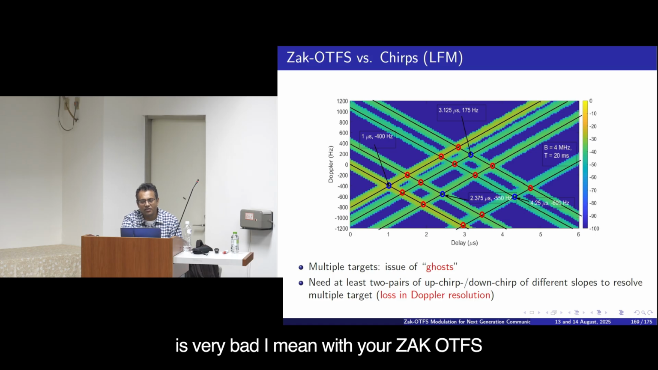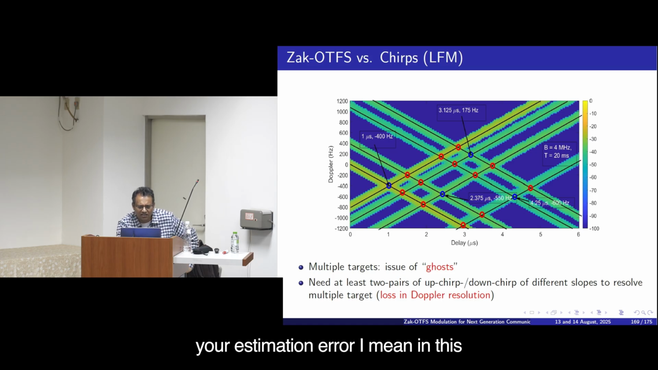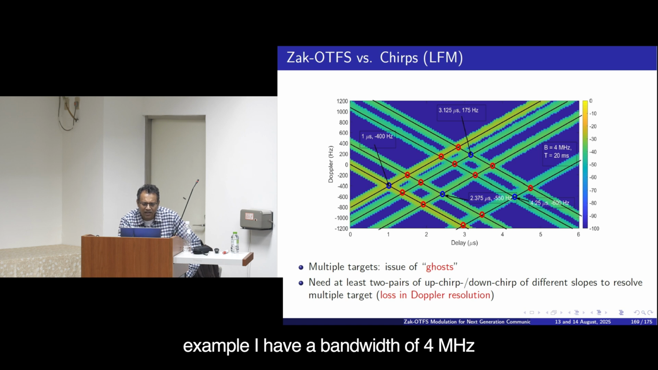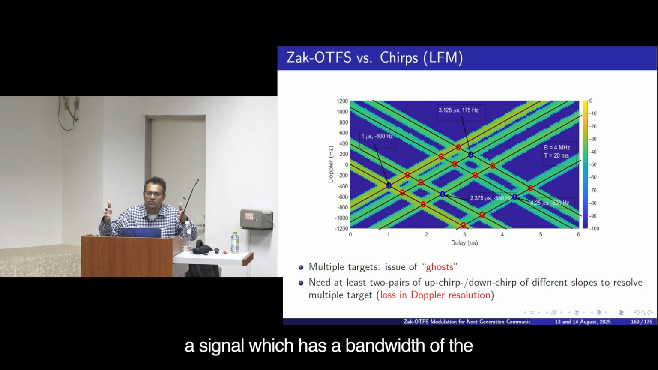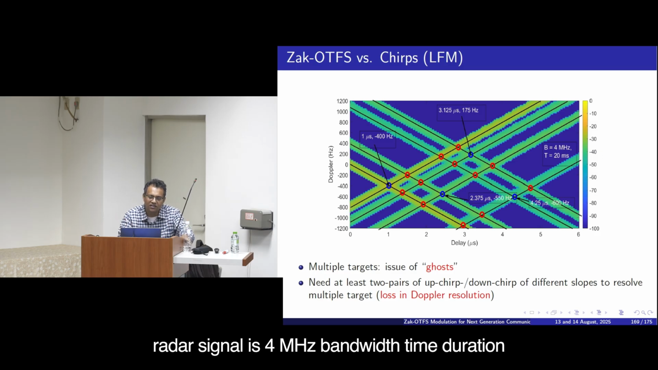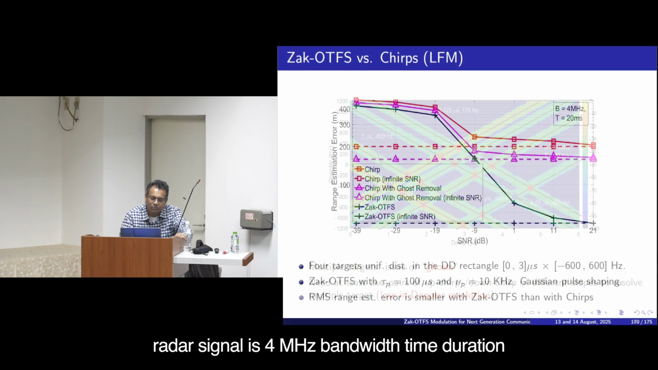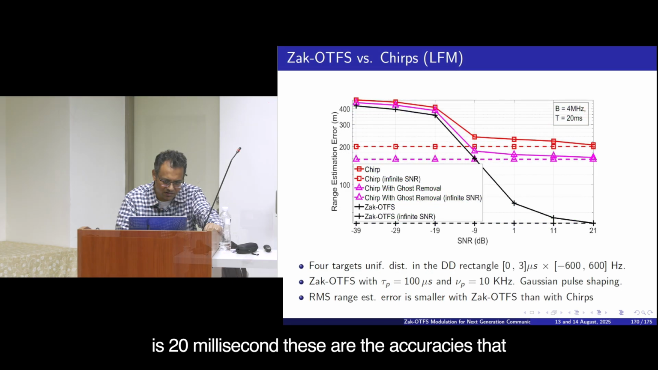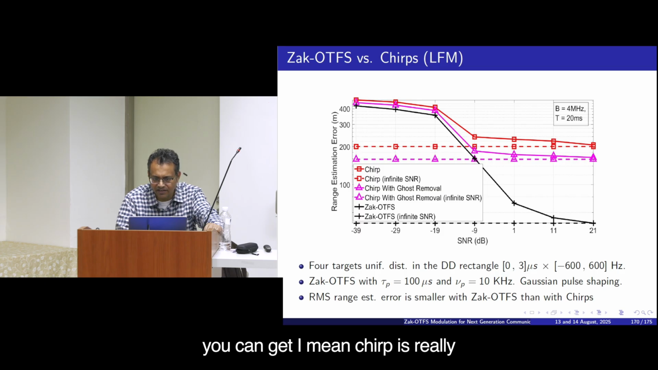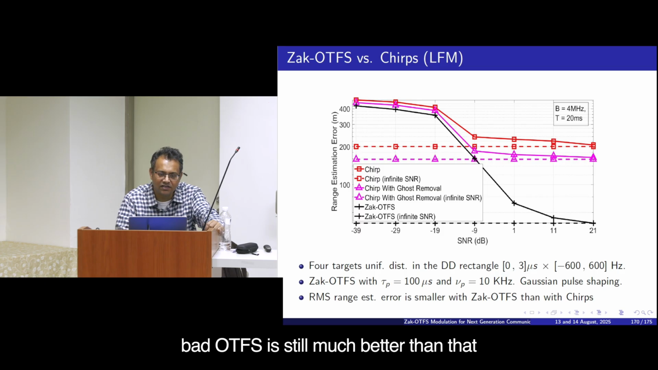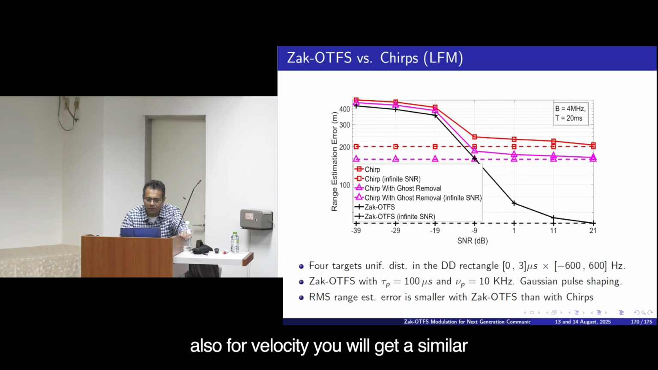With your ZAC OTFS, your estimation error, in this example, I have a bandwidth of 4 megahertz, the radar signal is 4 megahertz bandwidth, time duration is 20 milliseconds. These are the accuracies that you can get. Chirp is really bad, OTFS is still much better than that. Also for velocity, you will get a similar thing.